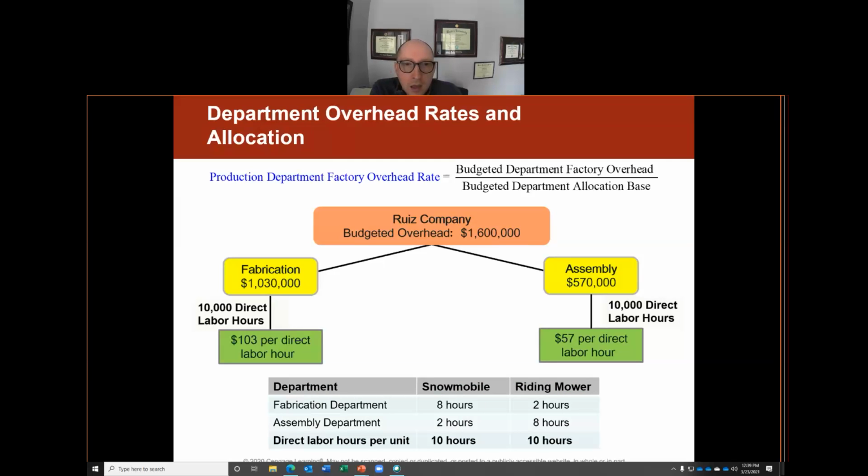So here's the formula. We take the budgeted department factory overhead divided by the budgeted department allocation base. Simple. Budgeted department factory overhead divided by the budgeted department allocation base. $1,030,000 divided by 10,000 equals $103 per direct labor hour for the fabrication department. For the assembly department, the budget for factory overhead is $570,000 divided by 10,000 labor hours for that department, which equals $57 per direct labor hour.